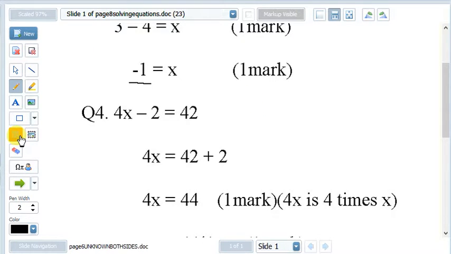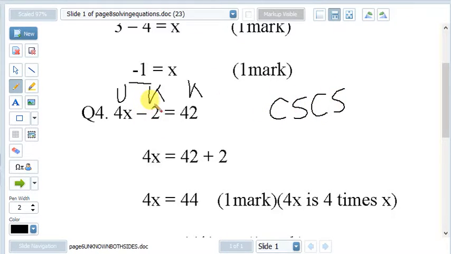Next one, and this one here is 4x, which is an unknown, minus 2 is a known, and 42 is a known. So what we need to do is to get u's on one side and k's on the other. So we need to change side, change sign here. So the minus 2 has to go over here. So you've got now knowns on that side and unknowns on that side. Okay, so what we've got is 42 plus 2, and minus 2 when we bring it over becomes the opposite, which is plus 2. 4x equals 44, so 42 plus 2 is 44.